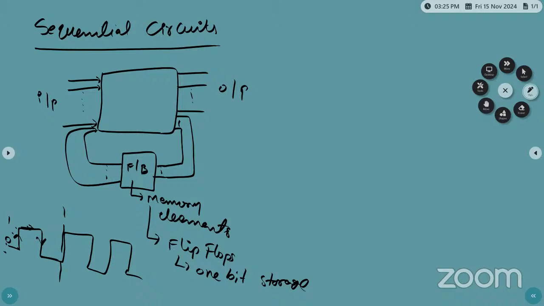Now there are different flip-flops: the SR flip-flop, JK flip-flop, D flip-flop and T flip-flop. These 4 flip-flops are all examples of sequential circuits.